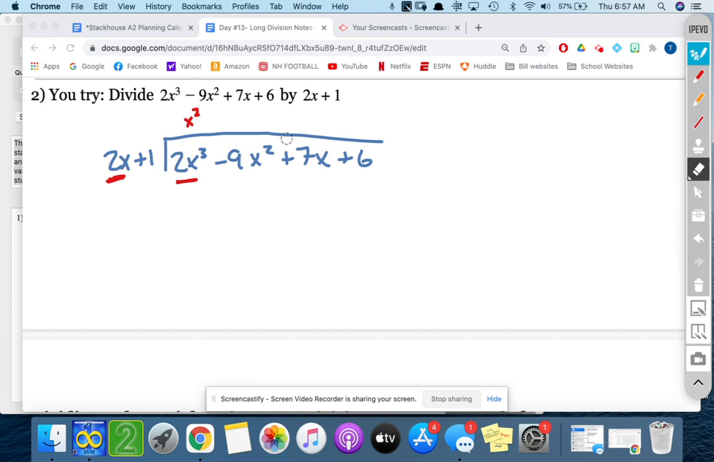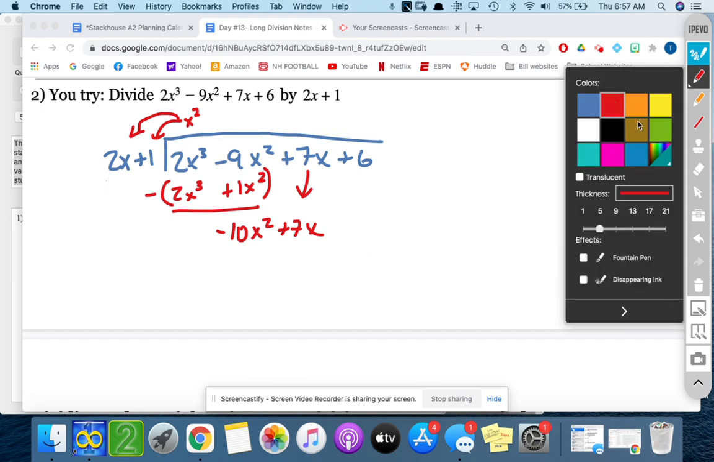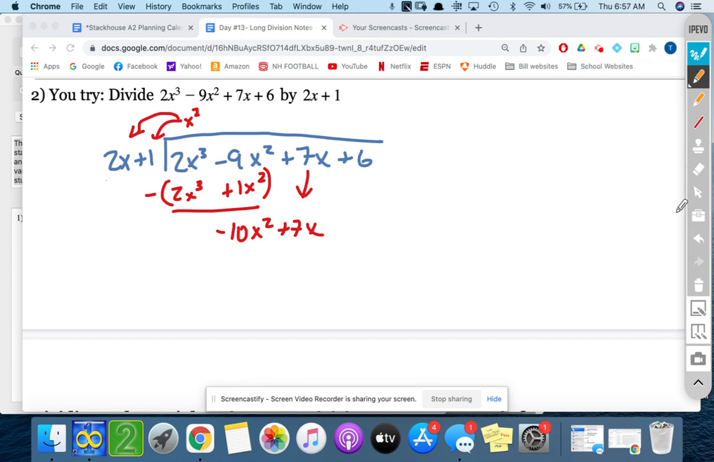Now, like before, I'm going to take that red x squared and distribute it to both of those here and here. So x squared times 2x is 2x cubed. Then x squared times 1 is a positive 1x squared. I'm going to do the subtraction, and I like putting the parentheses because I think it calls stuff out pretty well. 2 minus 2, the x cubes go away. Negative 9 minus 1 is negative 10x squared, and I'm bringing the next term down. I'm going to switch colors here just to make it stand out from step to step.